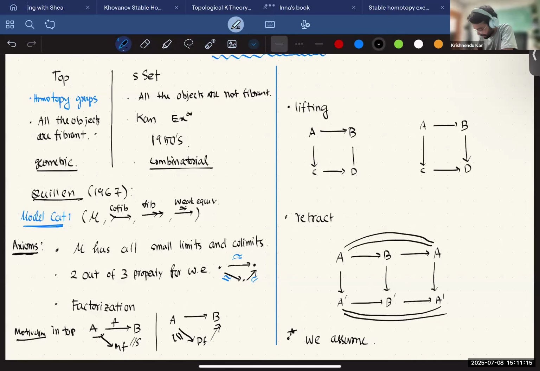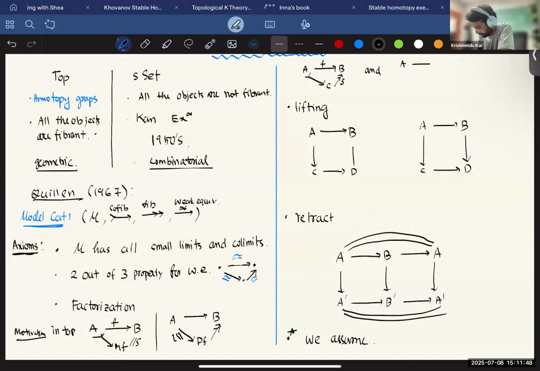What this tells you is that any map A to B in your model category will factor through a cofibration followed by a trivial fibration. And by the way, a map that is a weak equivalence and a fibration is called a trivial fibration. A map that is a weak equivalence and a cofibration is called a trivial cofibration.